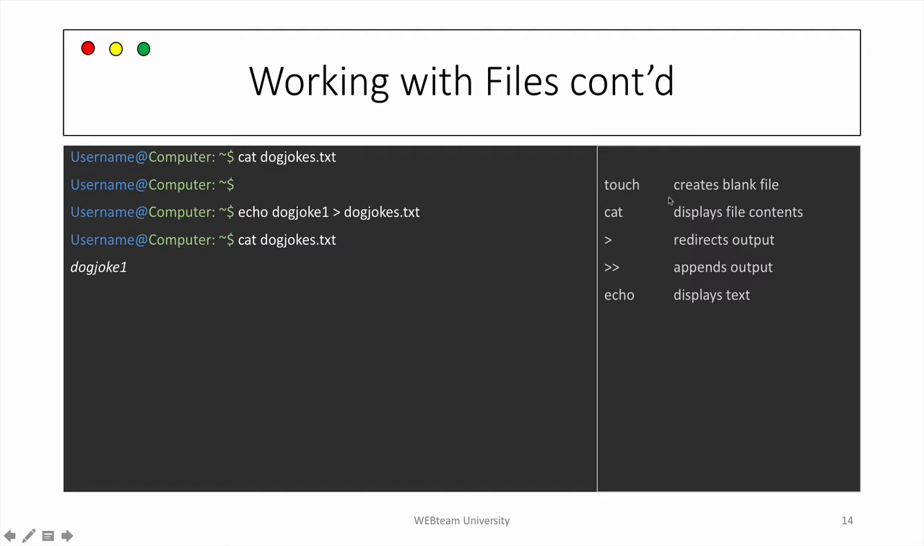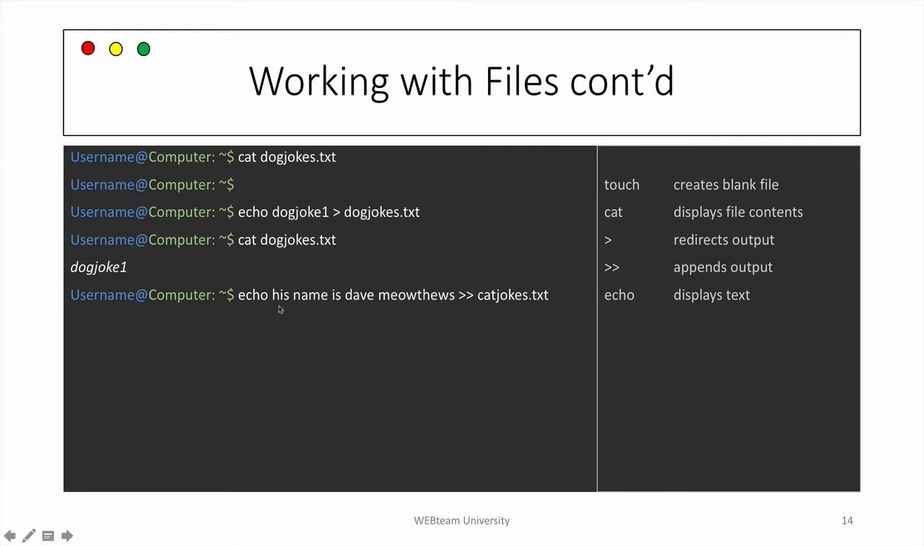Touch creates a blank file. Echo is some type of output to the standard display, which is the console. But now remember, we're using another command, redirect output, and we're redirecting the output to the file dog jokes text, which is in our directory. And now when we cat, which remember it displays the contents of a file, dog jokes text, we're going to see that it has one line, and that one line is dog joke 1.